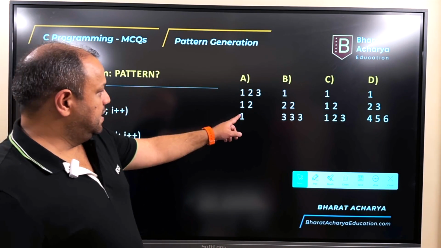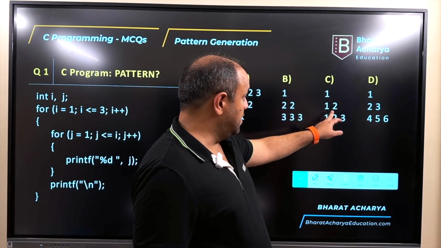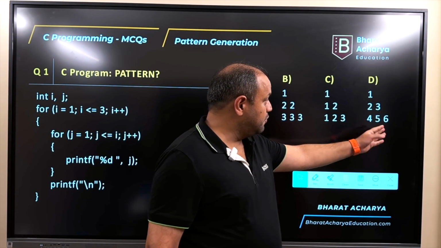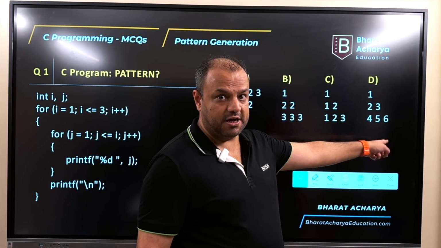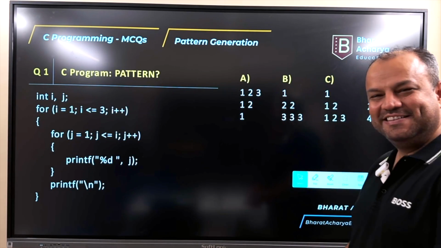This is 1 2 3, 1 2, 1. This is 1, 2 2, 3 3 3. Very probable: 1, 1 2, 1 2 3. Oh my God. 1 2 3 4. This was anyway a Mumbai University question, last to last year, a 10-mark question. Generate this pattern.